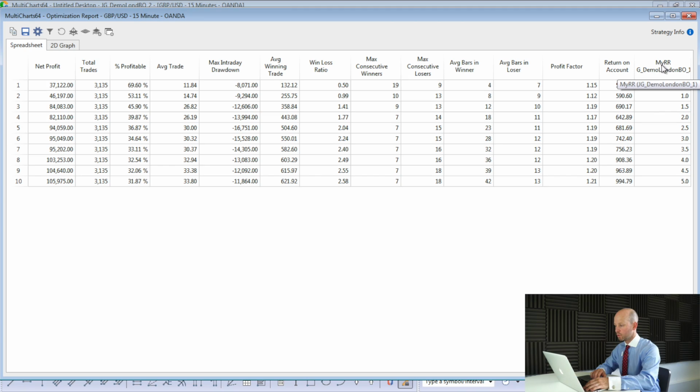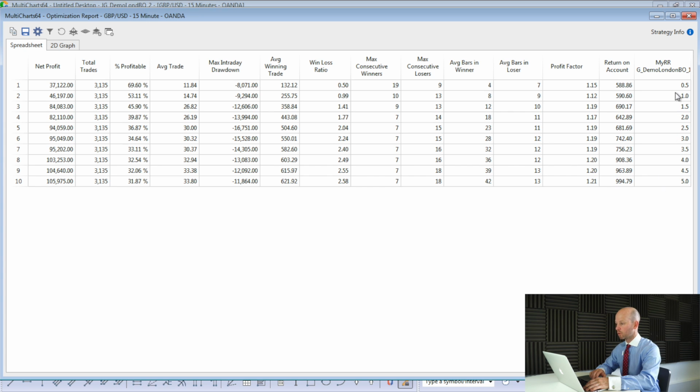So let's carry on to the next test. Let's look at changing the reward to risk ratio, and we're doing that by changing the profit target. So I've run an optimization called MyRR, or reward to risk ratio, and I've gone from 0.5 to 1, right the way through to a 5-to-1 reward to risk ratio.